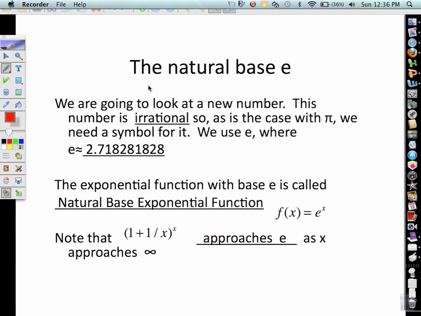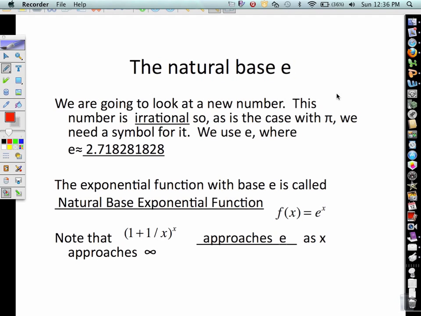Section 3.1, Pre-Calculus. You should be on page 3 of your packet, and we are going to be looking at the natural base e. We're going to be looking at functions using the number e, and also some compound interest and continuous interest. All right, we're going to look at a new number.